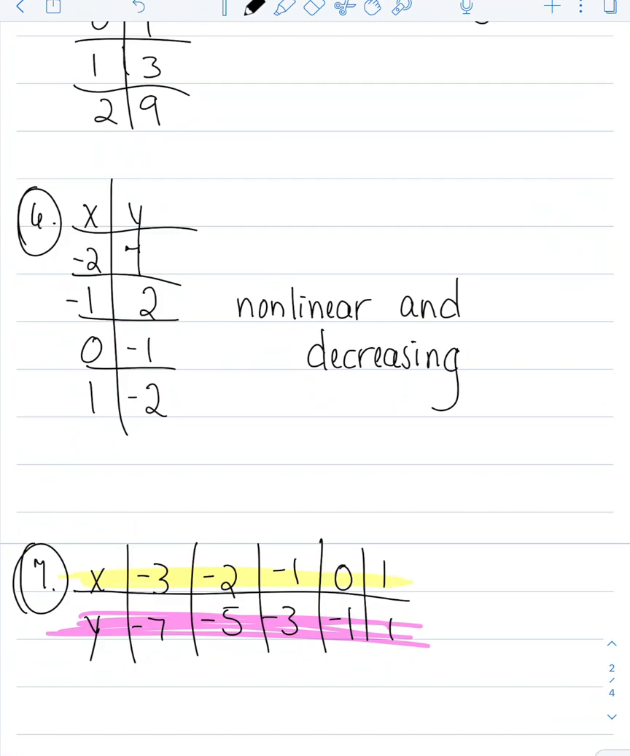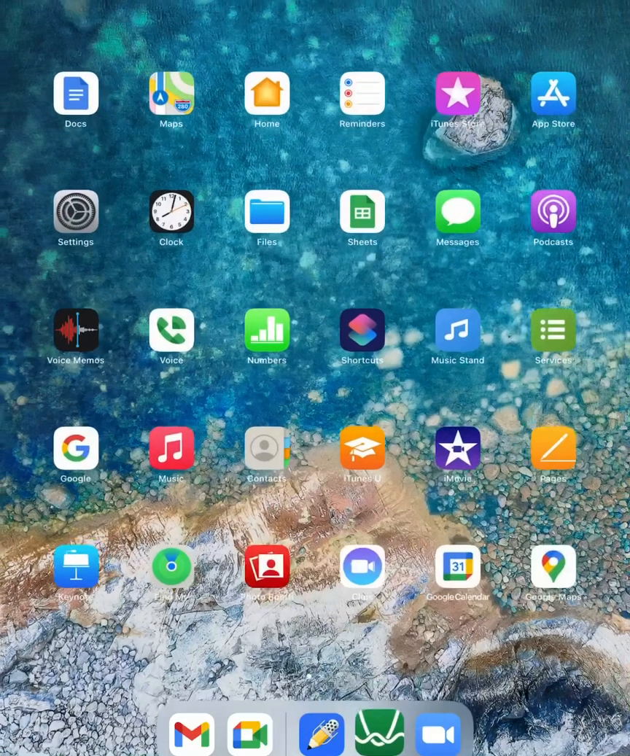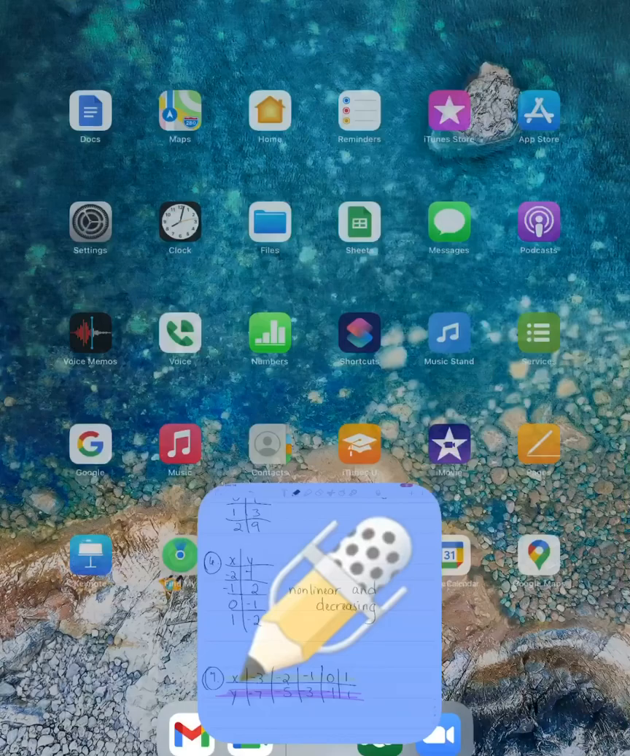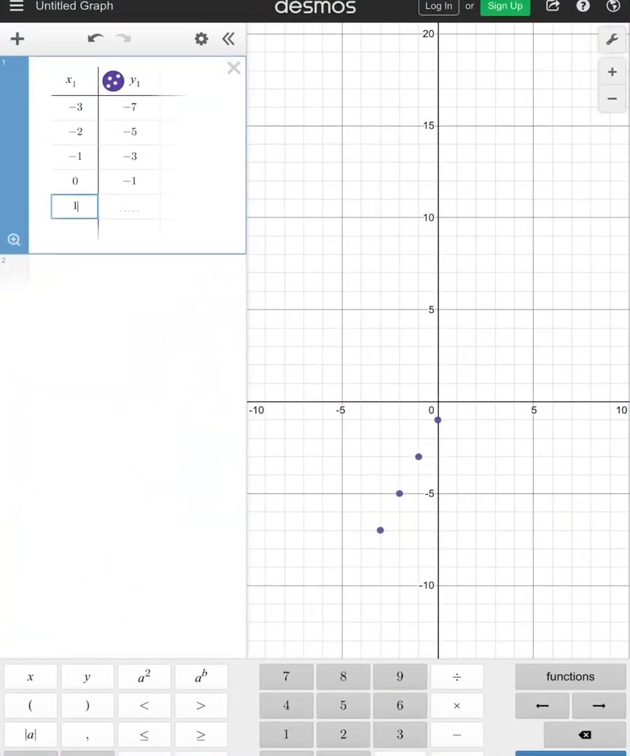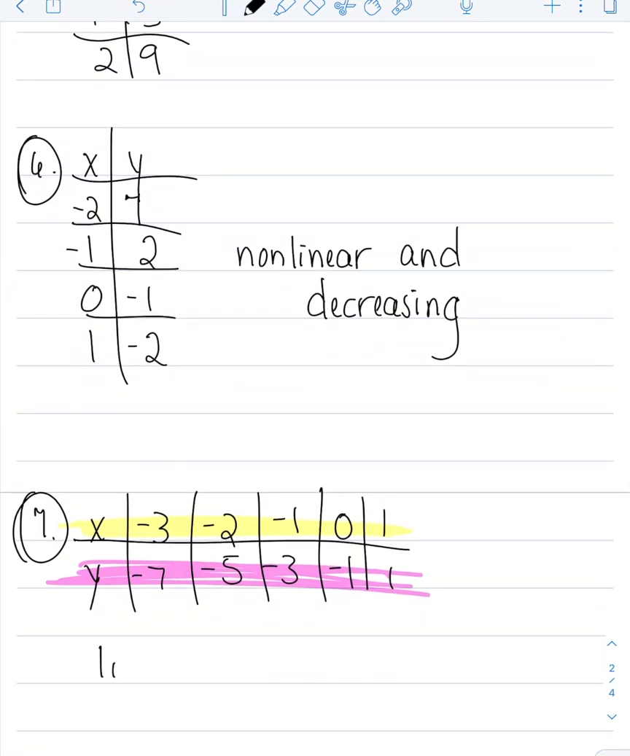0, -1 is my next point. And then our last point is 1, 1. So now let's take a look at our graph. That is a perfectly straight line, so that's linear, and it's going up, so it's increasing.